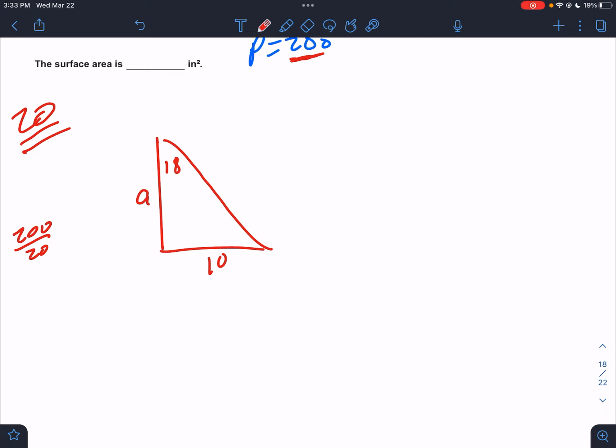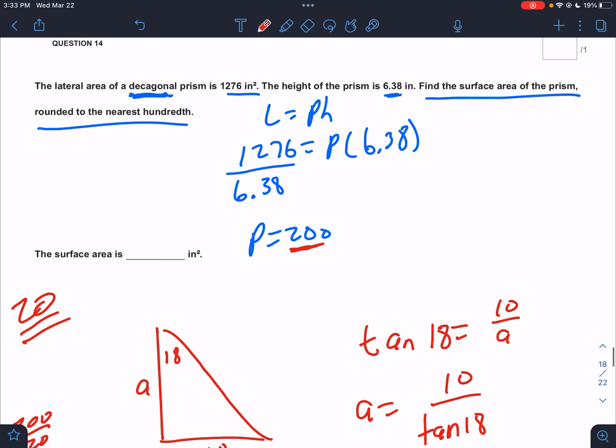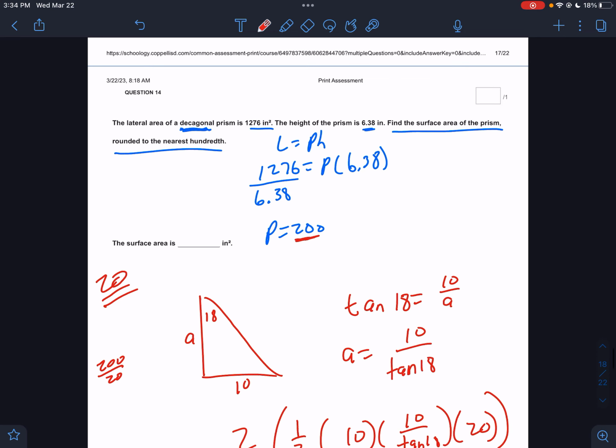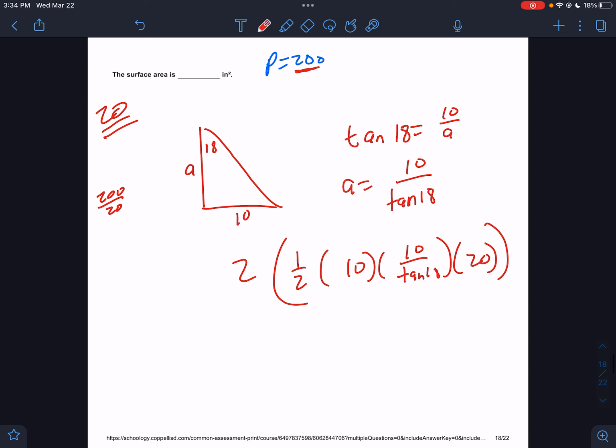So we need the apothem now. So this is the triangle we have to work on. So this would be the tangent of 18 equals 10 over the apothem. So the apothem is 10 divided by tan 18. So now we need to get the area of the base. So that would be 1/2 times 10 over tan 18. And there would be 20 of those on a decagon. All of that times 2, because it's a prism, there would be 2 bases.